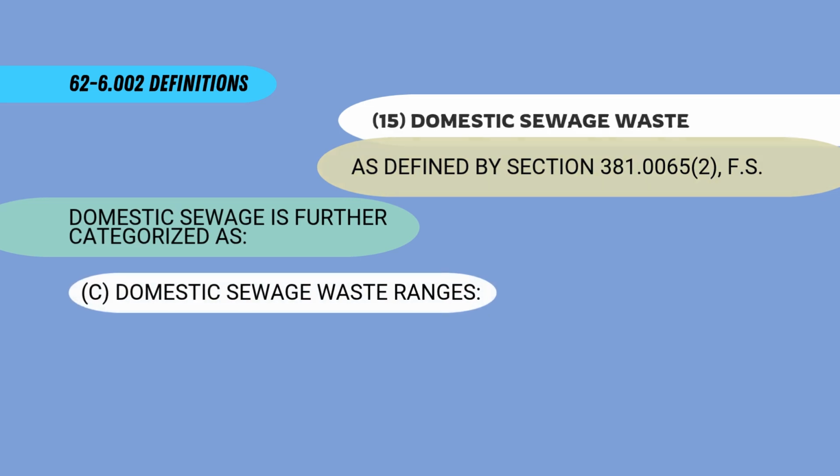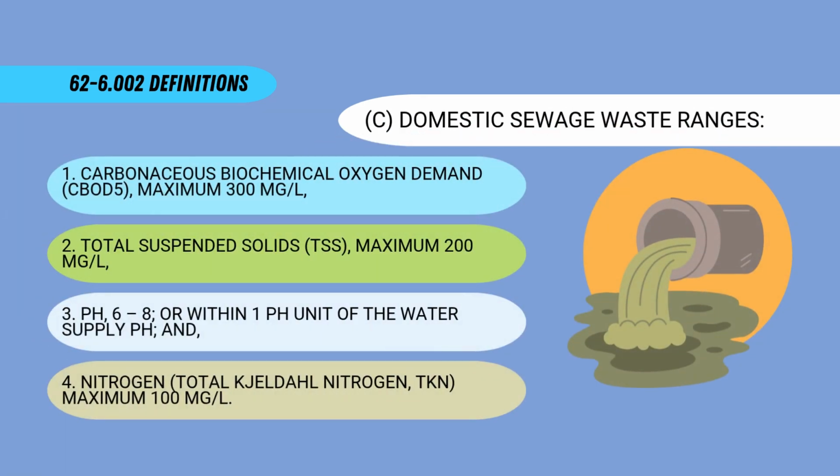Domestic sewage waste ranges: 1. Carbonaceous biochemical oxygen demand, CBOD5, maximum 300 mg per liter. 2. Total suspended solids, TSS, maximum 200 milligrams per liter. 3. pH, 6 to 8, or within 1 pH unit of the water supply pH, and 4. Nitrogen, total Kjeldahl nitrogen, TKN, maximum 100 milligrams per liter.